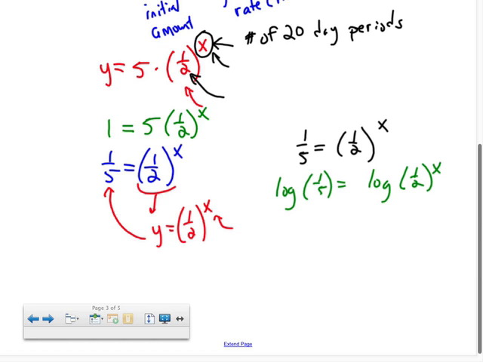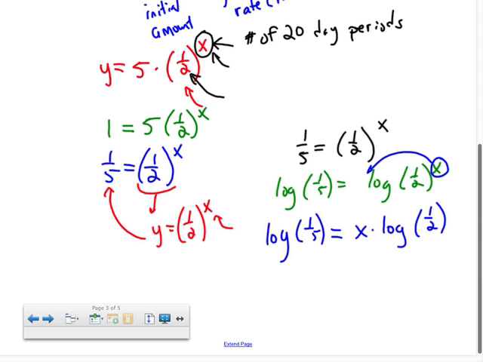If you remember from our log rules, and we'll revisit this in a later video, I can take that exponent and bring it down in front. That's the reason for taking the log of both sides. So now I have x times the log of 1/2, and on this side I have the log of 1/5. And so now to finish this, I could divide both sides by the log of 1/2.